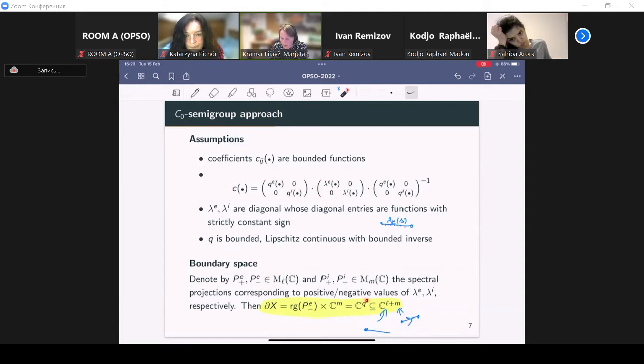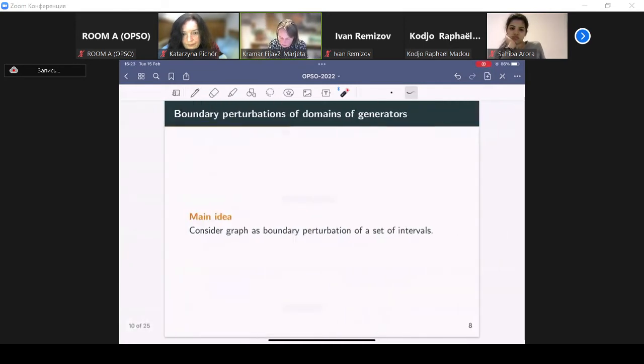It is a subspace of this guy. If we treat compact graphs, then it is easy, we take this. But now we don't have two ends here, we just have one end. Okay, I hope I explained this sufficiently.